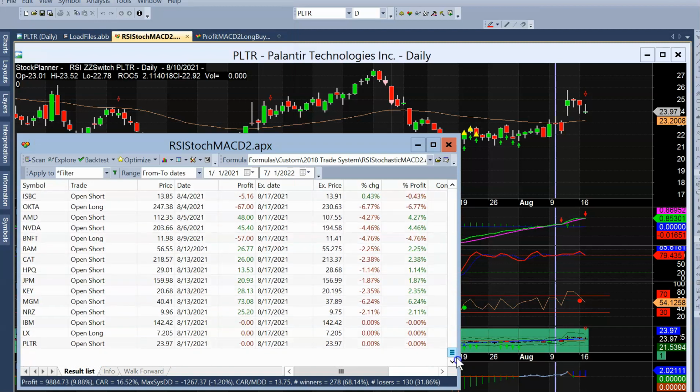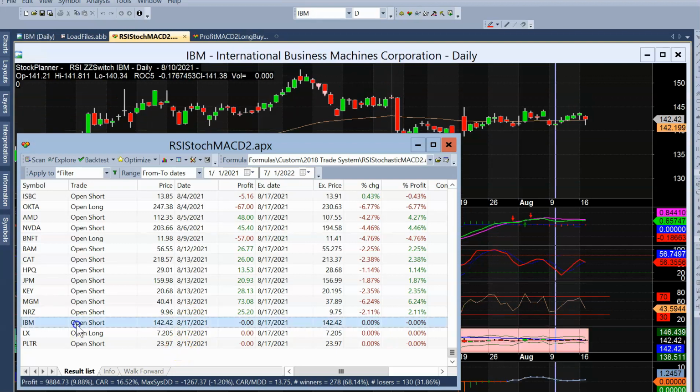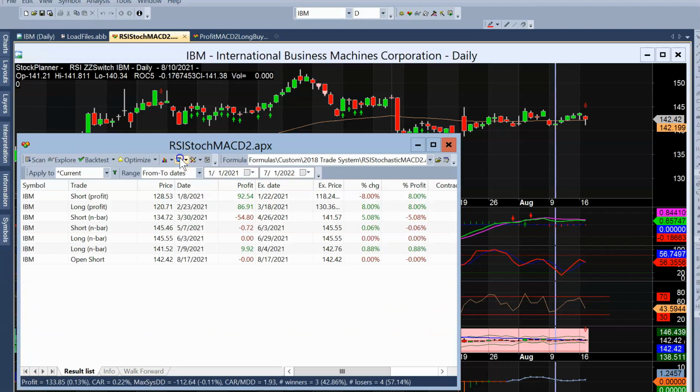Looking at today, it says I should be going with IBM, LX, and Palantir. Let's look at IBM first. I'm going to do it only on the current symbol, and I'll do a backtest and a summary.